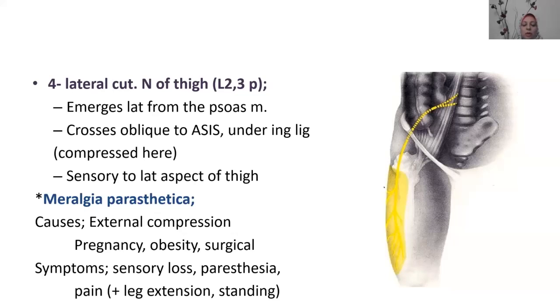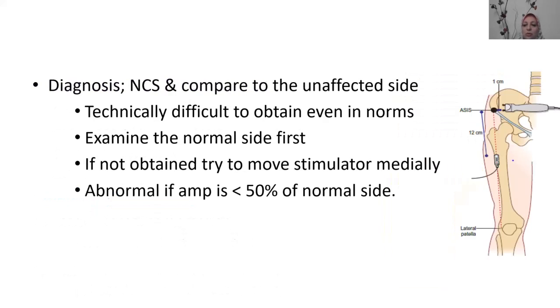Meralgia paresthetica can be caused by external compression over the nerve, like a seat belt or tight abdominal waistband, or due to surgery, like inguinal hernia repair. Obesity and pregnancy can also predispose to this condition. The patient complains of sensory loss, paresthesia, or pain over the lateral thigh, which is exacerbated by leg extension and prolonged standing. How is it diagnosed?